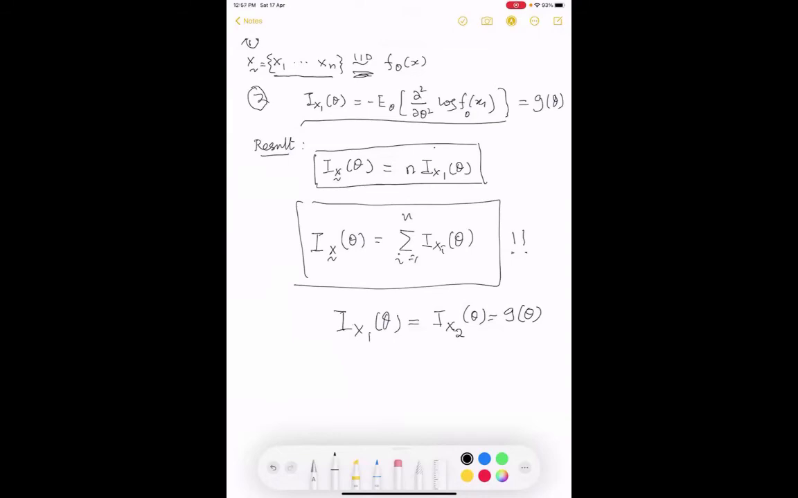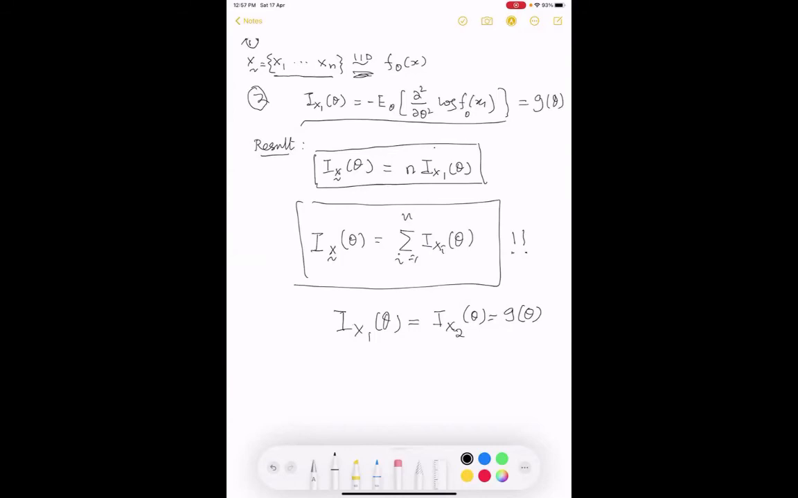Hello, sir. Sir, can we say that T(X) is a sufficient statistic if the information I_T(X)(theta) equals I_X(theta)? Yes, I think you are right on the money, and I am going to discuss that. Before jumping into it, I think you got it already.